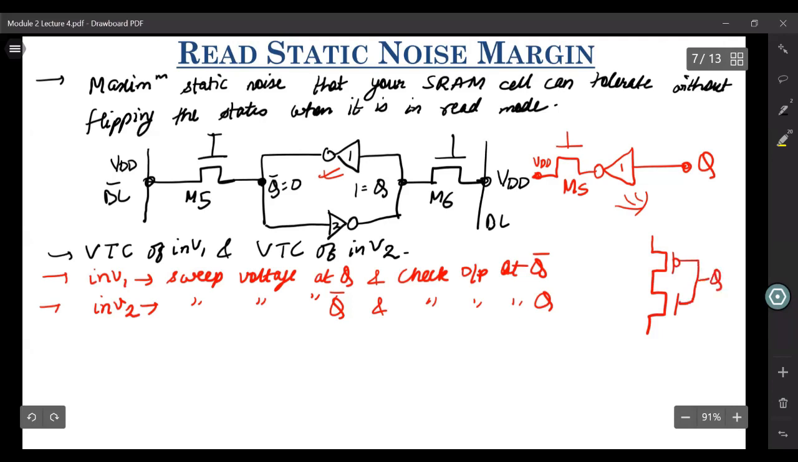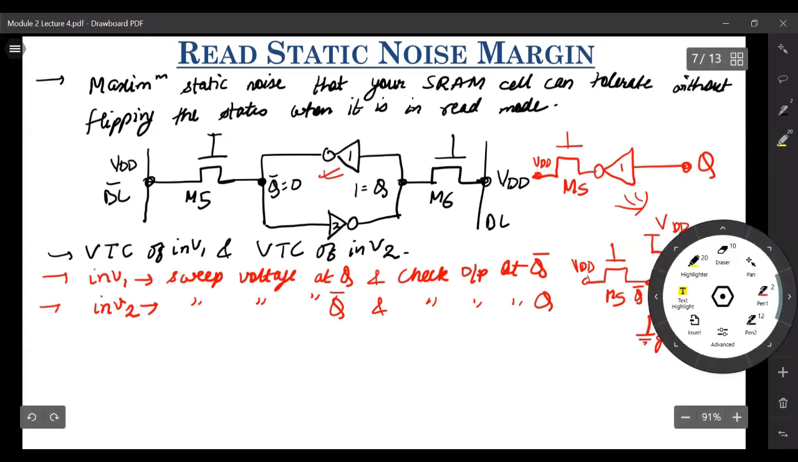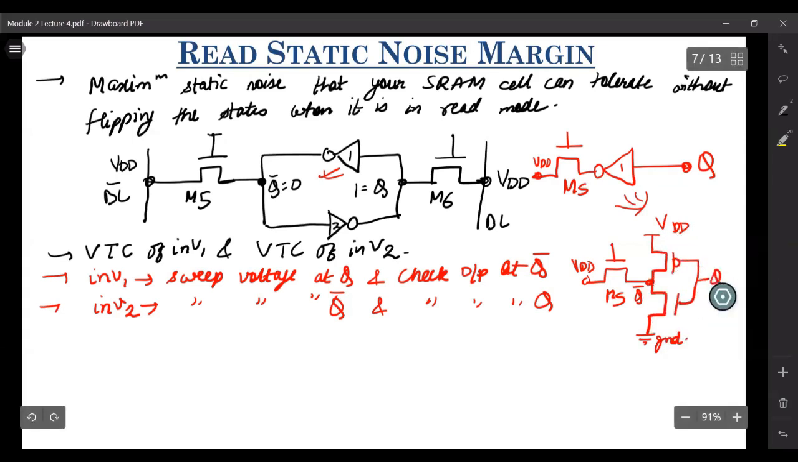This is Q, right? Then we have this potential. This is M5. This is VDD. This potential we are calling Q bar. Let's call that Q bar. This is VDD. And let us say this is out. Now let us attempt to draw its VTC. So let us make a curve over here. Let us try to draw its VTC.